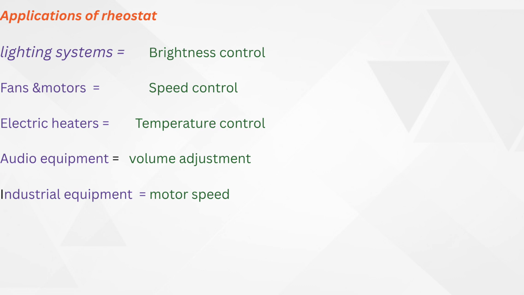Fourth point is audio equipment. In audio equipment, it is used as a volume adjustment device. Fifth point, industrial equipment. In industrial equipment, this rheostat is used to control the speed of the motor. In this way, the rheostat is used in various applications.